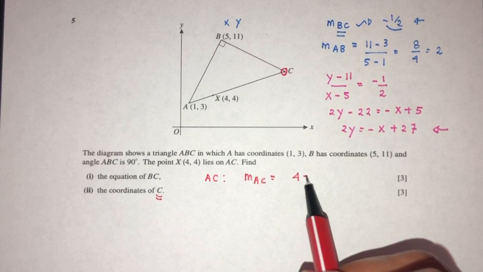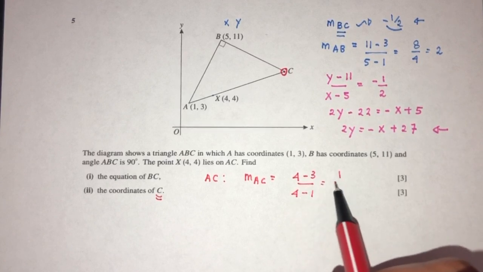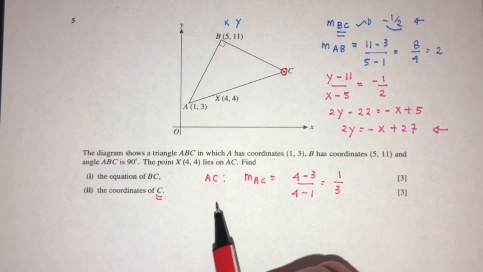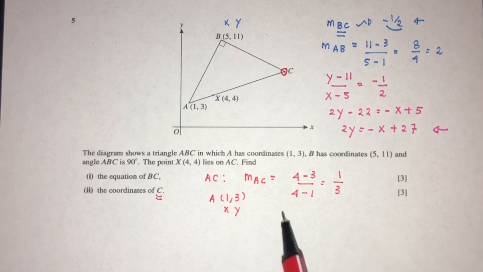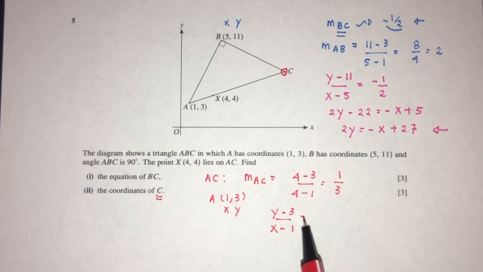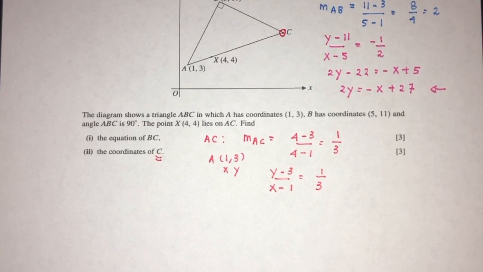So y2 minus y1 over x2 minus x1. That should be 1 over 3. Now we have a passing point. Let's choose the passing point A, which is 1, 3. That will be x and y. So y minus its corresponding value over x minus its corresponding value should be 1 over 3. Again, this is just a method that I use to find the equation of a straight line. You can use your own method if you want to.